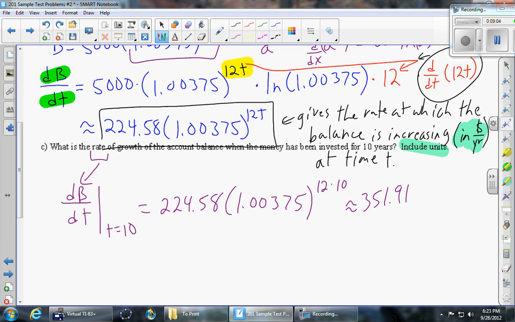And we want the units. Again, the units were dollars per year. So at the moment, when our money has been in the account for 10 years, the account balance is growing at $351.91 per year. Now, if you wait until the middle of that next year, then maybe your money is growing a little bit at a slightly faster rate. So we're not saying you're going to get exactly $351.91 in that 11th year, because this is just at the moment at the start of the 10th year, and it's growing, the rate itself is growing all the time. And I think that's it.